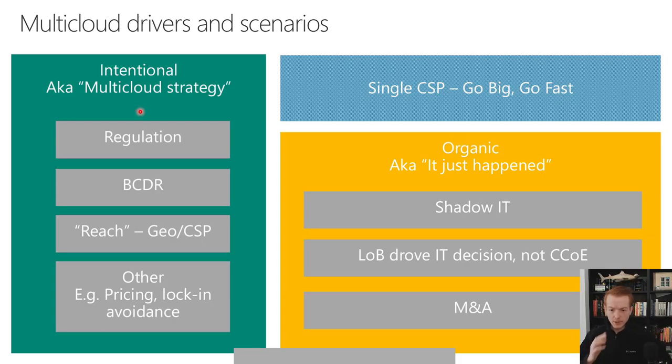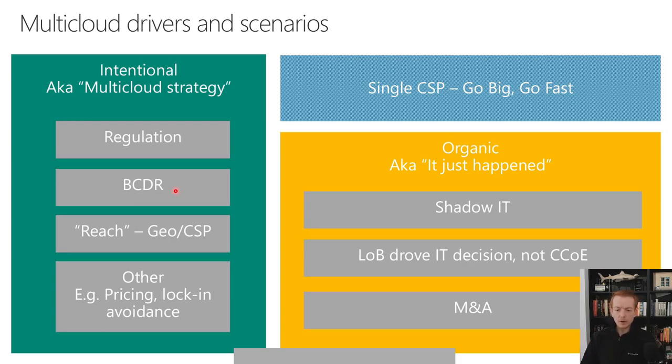and define a strategy for using multiple clouds. Some examples of why you might do this. Number one, regulation. So maybe you're working within a vertical that has a regulatory framework that says you must consume public cloud services from multiple vendors. Number two is you're doing it for business continuity / disaster recovery.